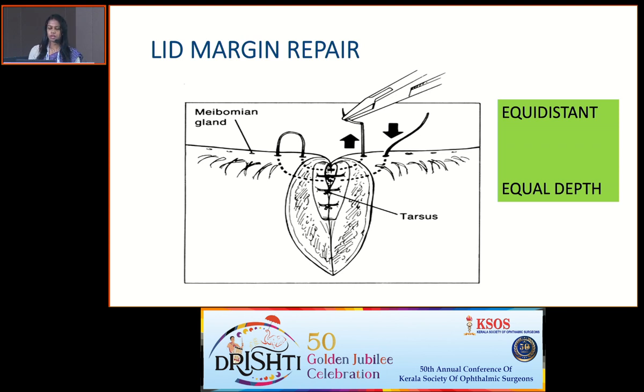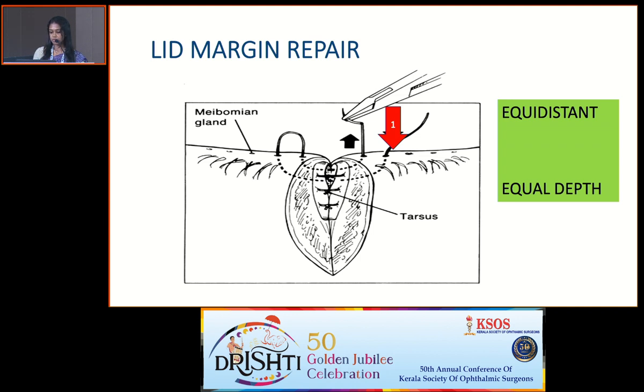So coming to our main topic of interest, which is lid margin repair. The basic principle of a margin repair is that there are two very important points: the sutures need to be equidistant as well as of equal depth. This is how it goes. Basically, we are placing a vertical mattress suture. It is also called the 3-3-1-1 rule, or otherwise the far near rule.